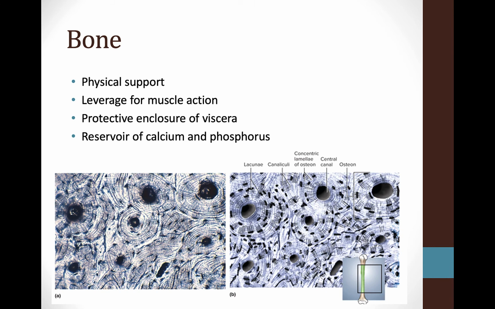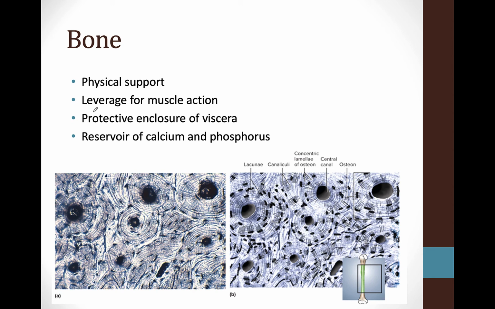The next type of connective tissue is bone. And bone is found in your skeleton, so all of your skeletal components as an adult, and it provides physical support. So your skeleton gives you your shape. Could you imagine a human without a skeleton? We would be kind of like a blob.